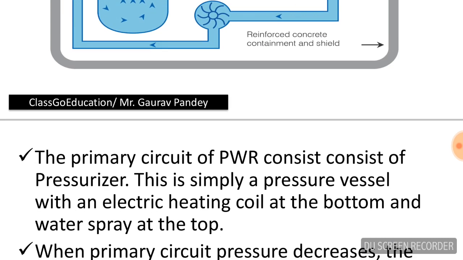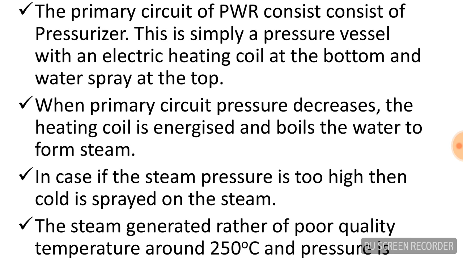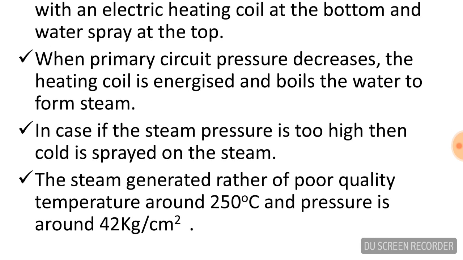Now let us move to some key points of PWR. There would be a pressurizer, as I told you, which will try to keep the coolant in a liquid state and not let it boil when the temperature rises. And in the steam generator, steam of rather poor quality is produced inside it, at around 250 degrees Celsius and a pressure of around 42 kg per centimeter square.